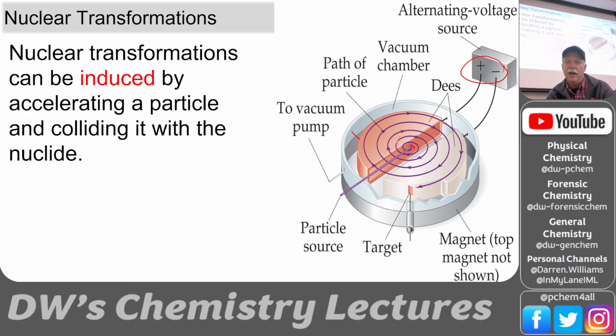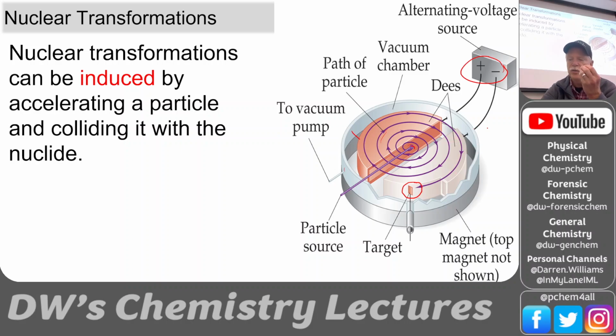They will accelerate, and as they accelerate, they get a larger radius in this path because they're going faster and they can't turn as fast. And so this is a way to accelerate these particles, and then we can shoot them at a target. So that's how a particle accelerator works.